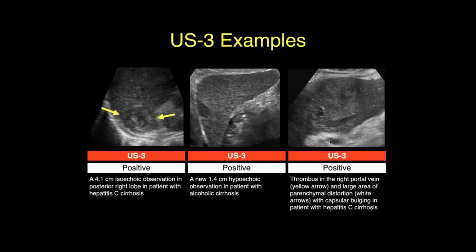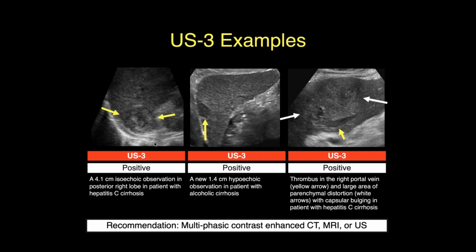So here are 3 examples of ultrasound exams. The first is a 4.1 centimeter isoechoic observation in a patient with hepatitis C. The second is a 1.4 centimeter hypoechoic observation in a different patient with alcoholic cirrhosis. And the third example is a patient with hepatitis C cirrhosis where they have this very large area of parenchymal distortion that causes capsular bulging, and there is this thrombus in a portal vein. So for all of these, we would recommend a multi-phase contrast-enhanced exam for further characterization.